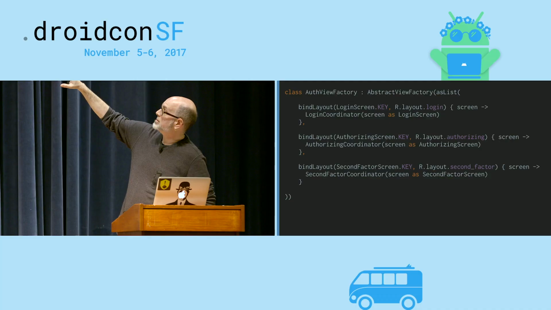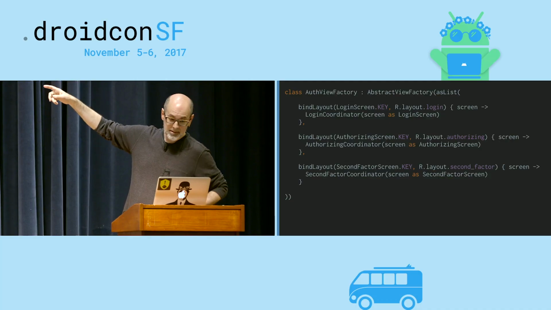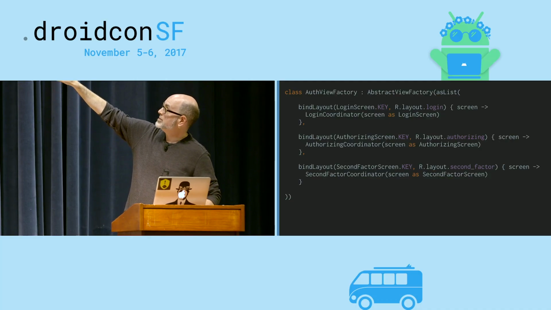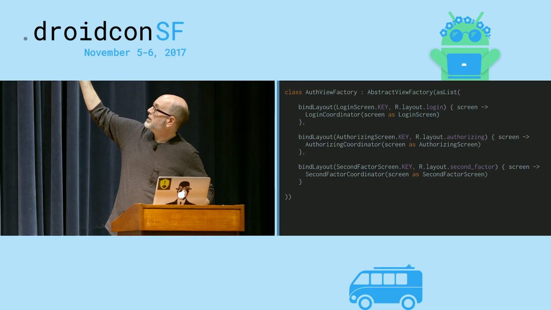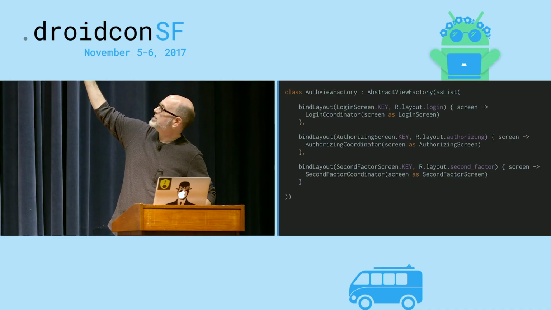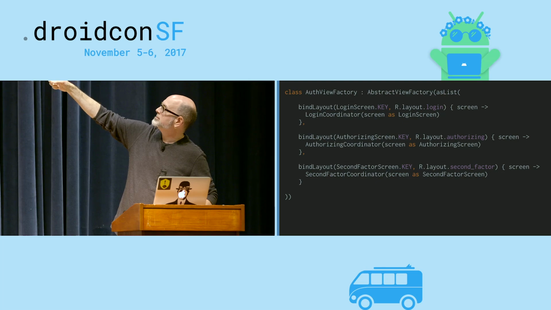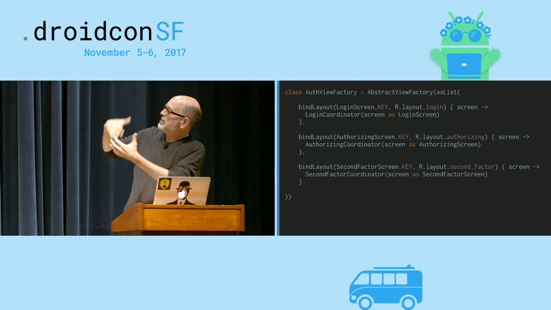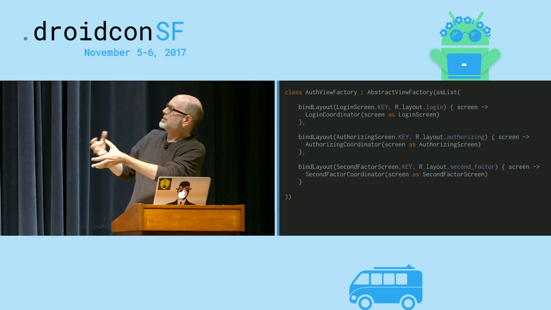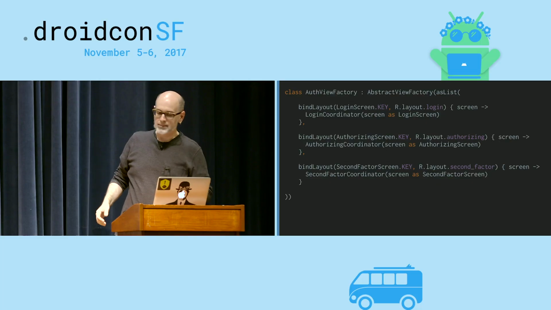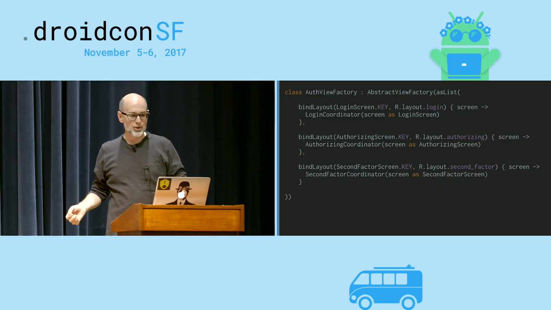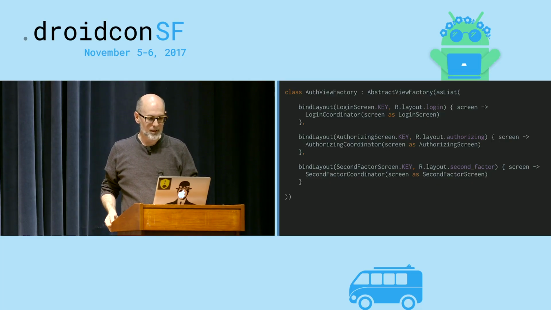Our view factories and the code that we're doing right now look a lot like this, where I'm just going to have little declarations. Whenever I see the login screen key, it's the layout login that I'm going to inflate. And then finally, I'm going to provide a factory function that, given a screen, instantiates a coordinator that knows how to deal with these login screen objects, and knows how to deal with that layout. So coordinator is a new term that I just snuck in on you. What's a coordinator?